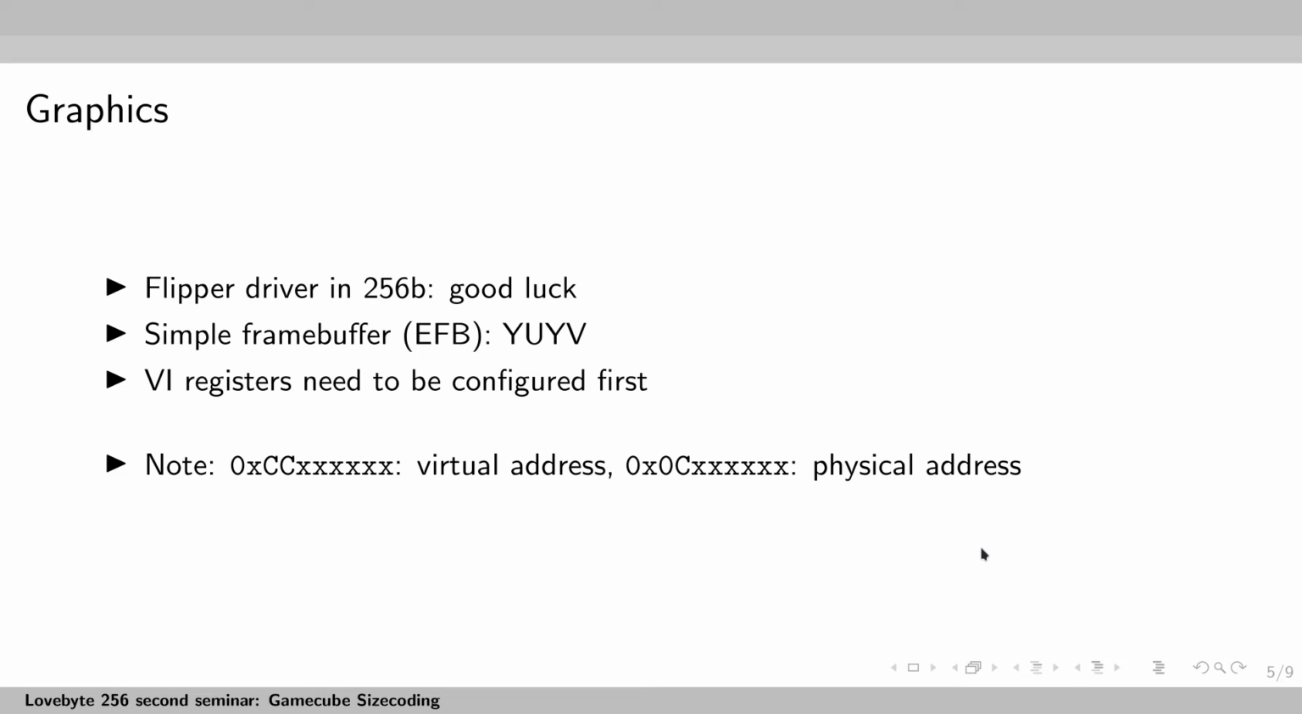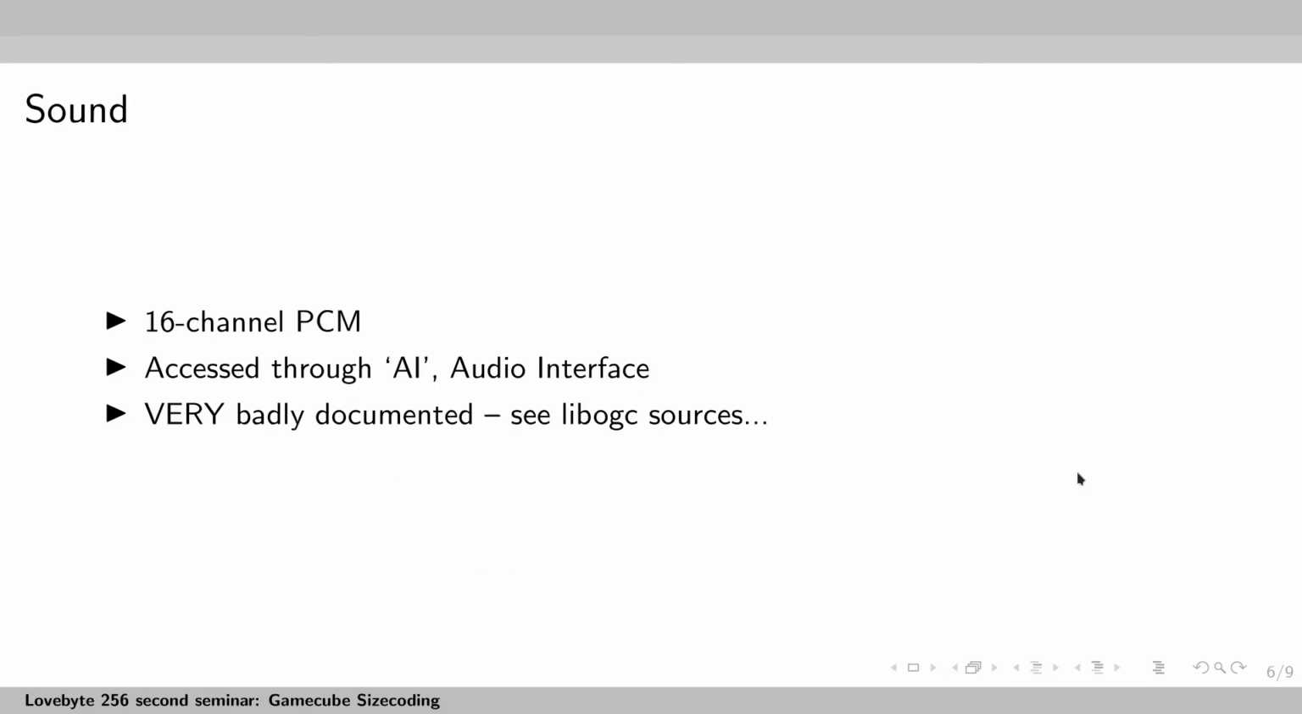And one thing, when you look at the documentation, when you see MMIO registers starting with hex CC, that's a virtual address. The physical address corresponding to it is hex 0C, because YAGCD uses the virtual addresses while Wiibrew uses the physical addresses, so be aware of that. Also, the MMU is configured by default, so you can just use the hex CC values if you must.